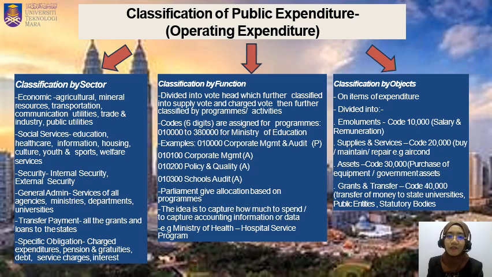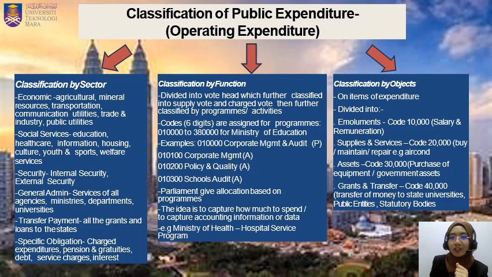Okay, this one is by function. By function, they look into, okay, divided into vote head, which is further classified into supply vote and the charge vote, then further classified by the programs and the activities. So here they have the coding, and normally it's 6 digits, assigned for the program. So these are examples of the coding.